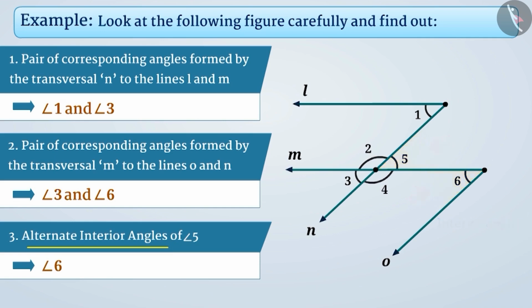In the given figure, there is another alternate interior angle of angle 5. Can you find it? Try. Let me tell you. The vertex of angle 1 formed by the transversal N to the lines L and M is different from the vertex of angle 5. Both angles are interior and on the opposite side of the transversal N. So we can say that angle 1 is also the alternate interior angle of angle 5. Therefore, the alternate interior angles of angle 5 are angle 6 and angle 1.